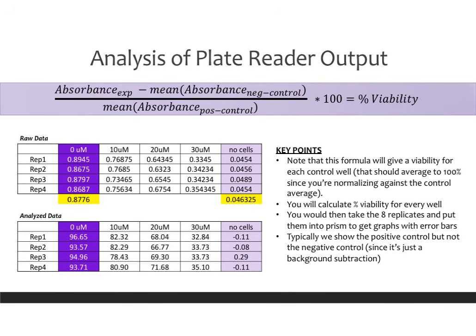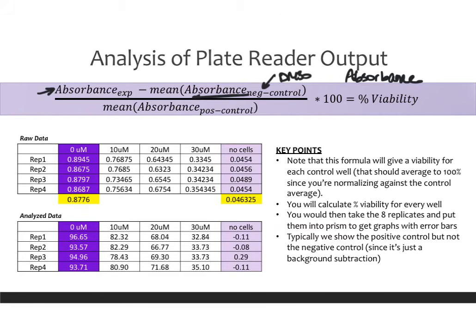So now let's talk about analysis. So your plate reader is going to give you an output that is an absorbance measure. And once you have that, this is the formula you're going to use. So you're going to subtract out, for every experimental well, you're going to subtract out the mean of the negative control, or the background. So this is your DMSO only, right? So it should have no readout.